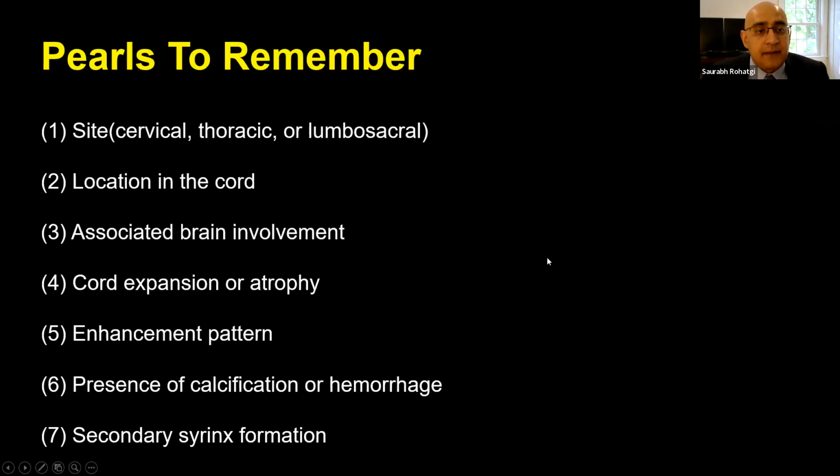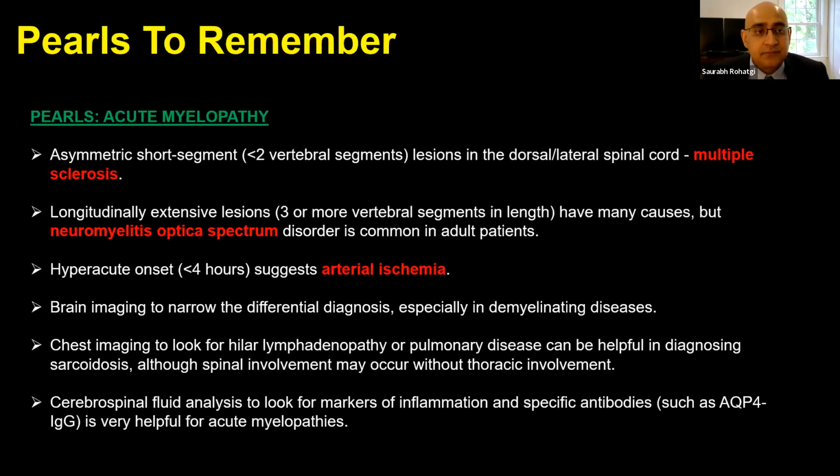So the pearls to remember is localize the site of myelopathy, location in the cord, look for associated brain involvement, cord expansion, or atrophy, the patterns of enhancement, presence of calcification or hemorrhage, or any vascular abnormalities, and secondary syrinx formation. In acute myelopathy, short segment lesions, think of multiple sclerosis. Longitudinally extensive, think of neuromyelitis optica.